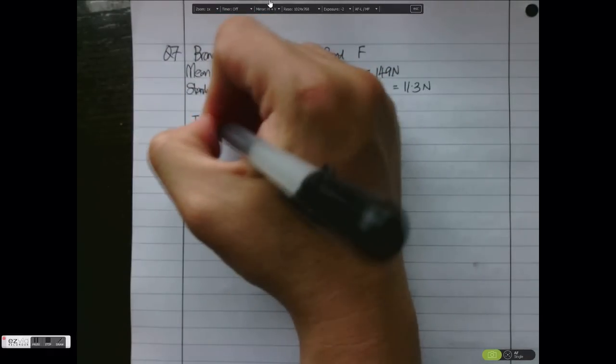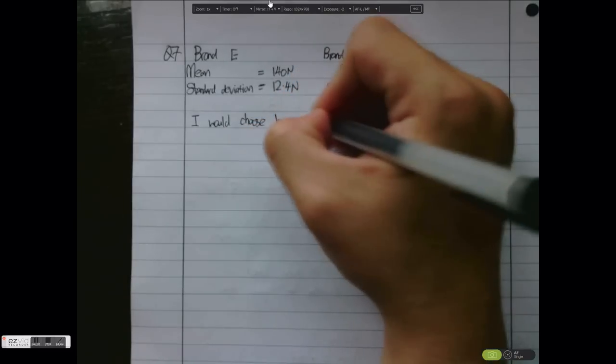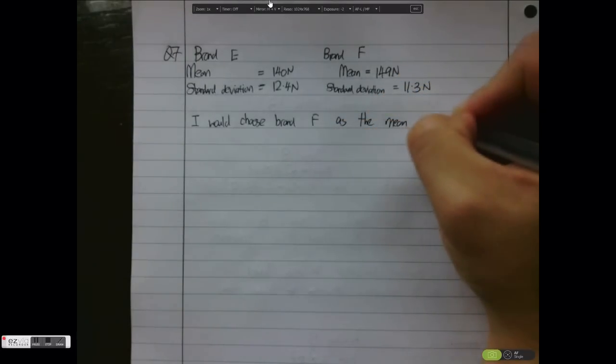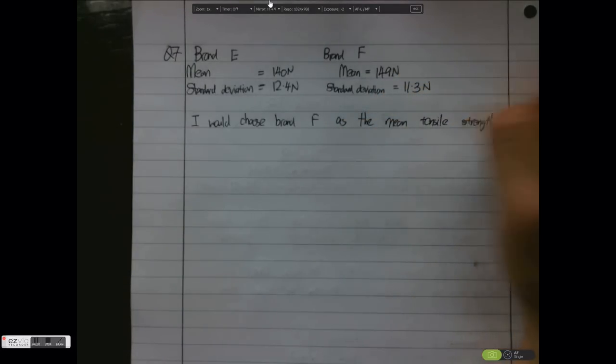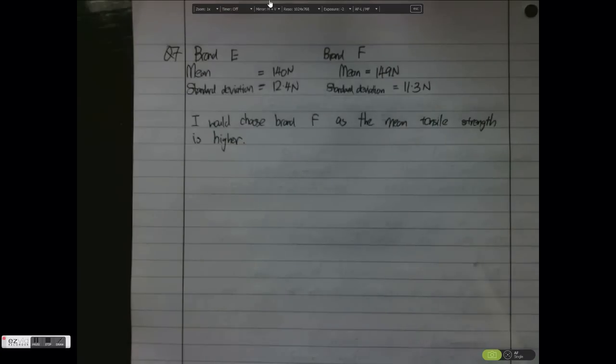Next one, they tell us, based on the results, which brand will you prefer? In this case, would you want it to be stronger or less strong? Of course, you want it to be stronger, so I will say that I would choose brand F, as the mean tensile strength is higher.